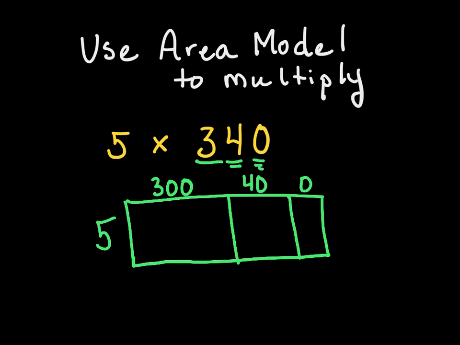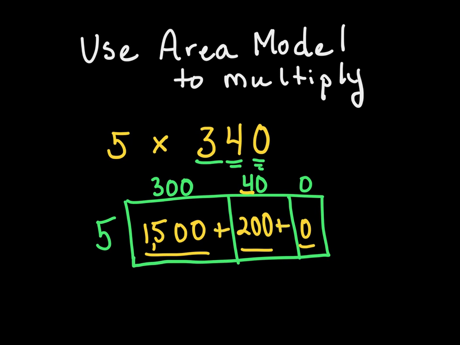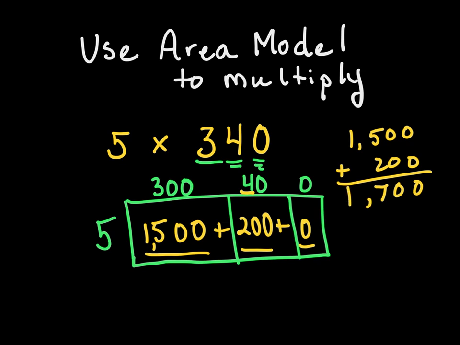So 5 times 3, we know is 15, and we add on our zeros. So it's 1,500. 5 times 4 is 20. And then we bring down our 0, so that's 200. 5 times 0, that's just 0. So these are what we call partial products. And what do we do with partial products? We add them. So we have 1,500 plus 200. And I'm not even going to bother adding the 0. We can, but it's just 0. So the answer to this is 1,700.